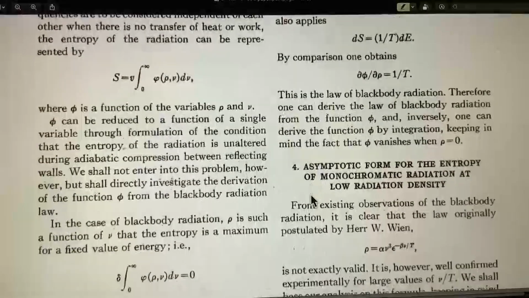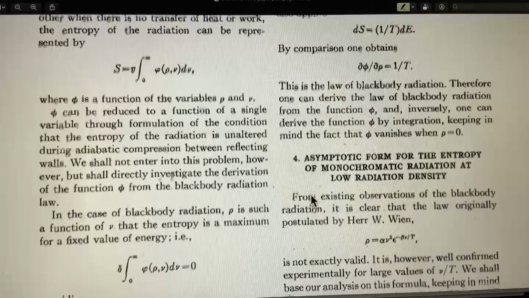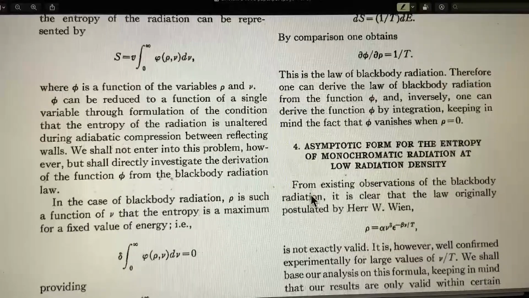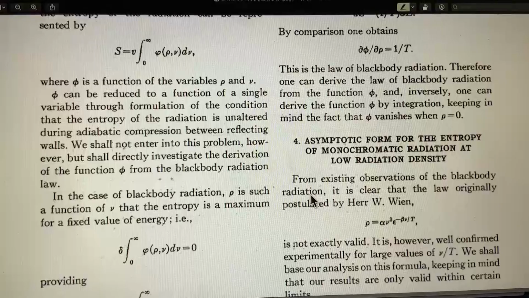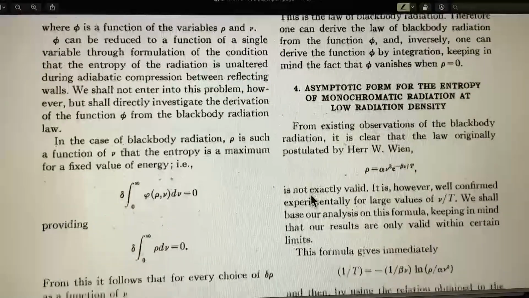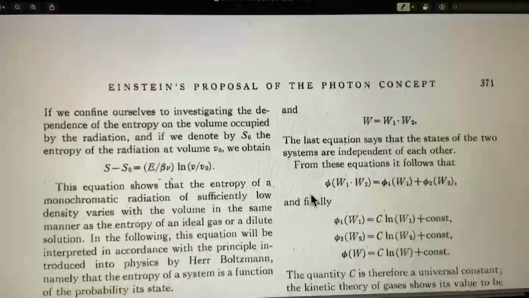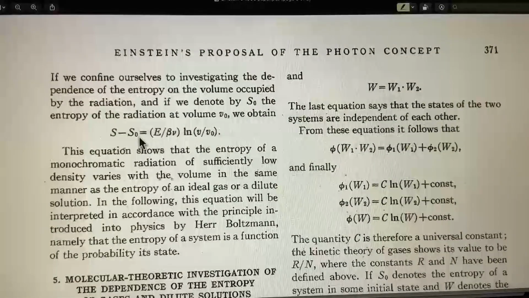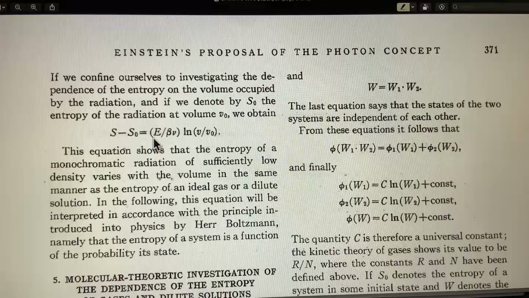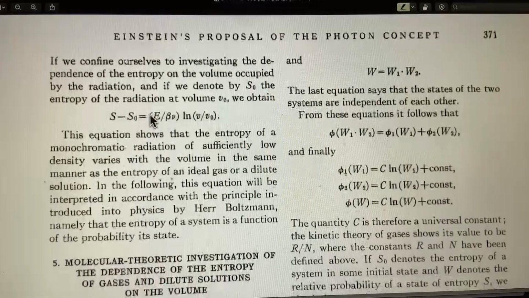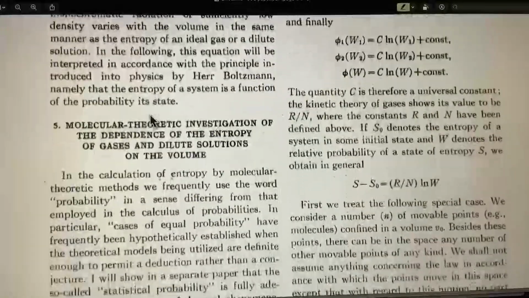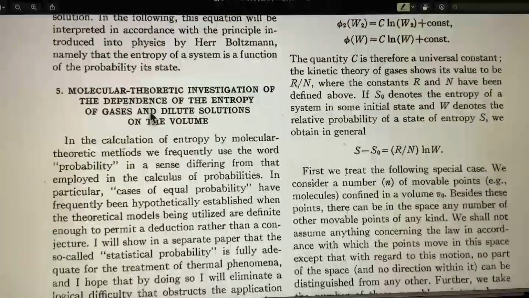Then fourth section, out of 9, 3 have gone. Fourth, asymptotic form for the entropy of monochromatic radiation at low radiation density, so that entropy is continuing for radiation. And then he derives some equation. Here is that equation. We will be actually using this equation, but it is just reproduced later. So then he talks of molecular theoretic investigation of the dependence of entropy of gases on volume.